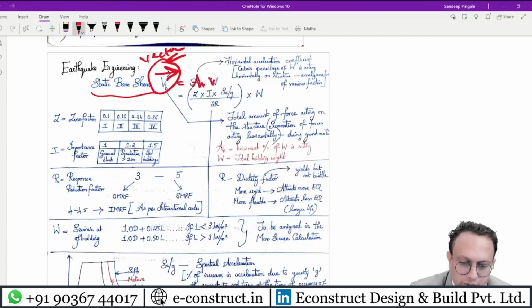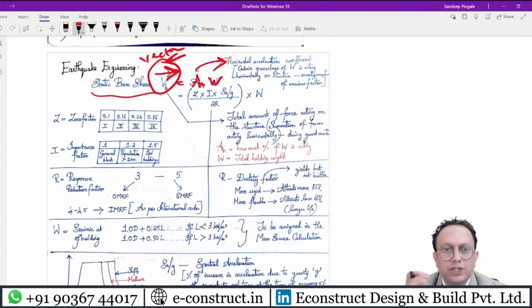So the static base shear formula is VB bar is equal to AH into W. What is AH? AH is basically the horizontal acceleration coefficient. What is this term all about? Basically, the horizontal acceleration coefficient is some particular factor multiplied by the weight of the body.